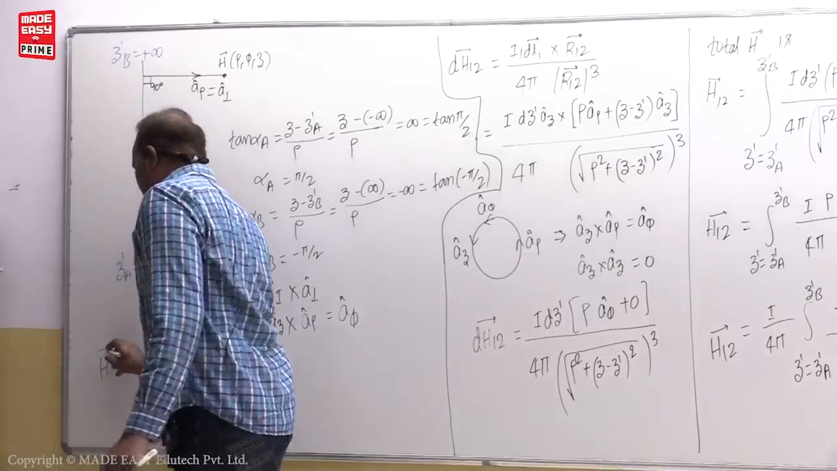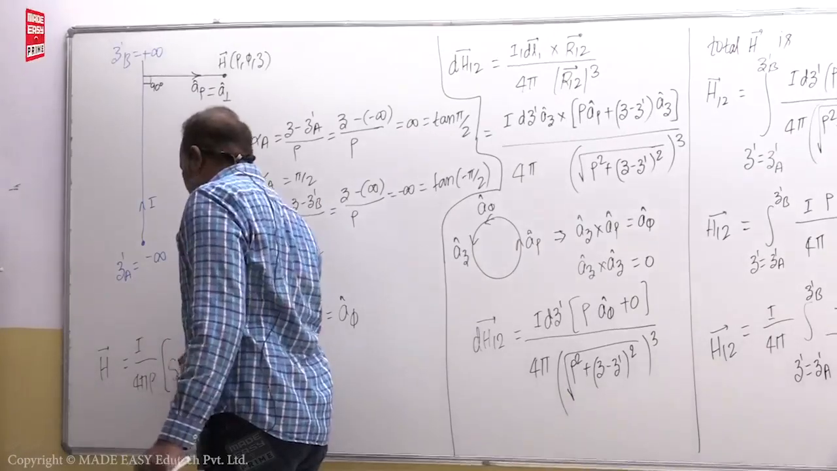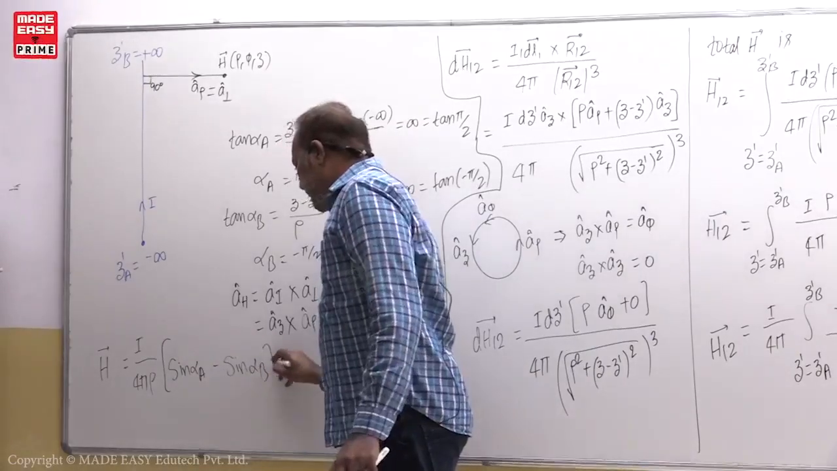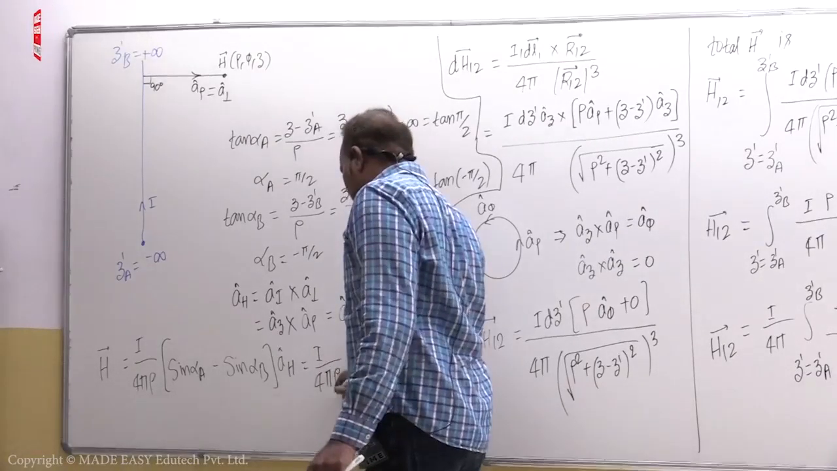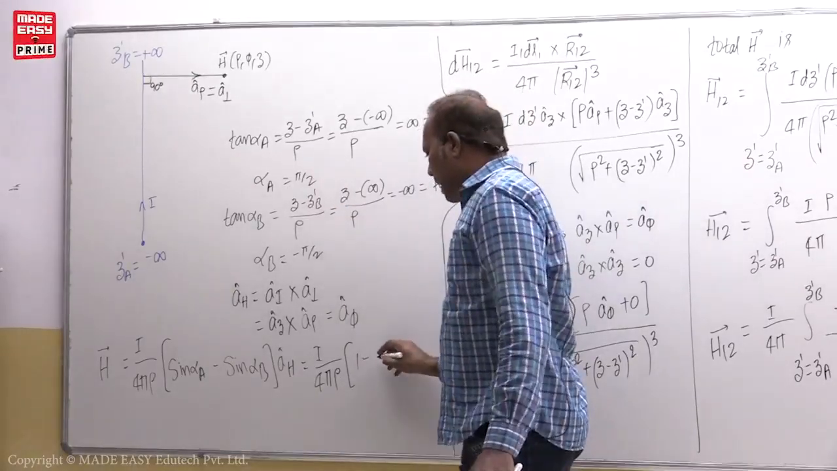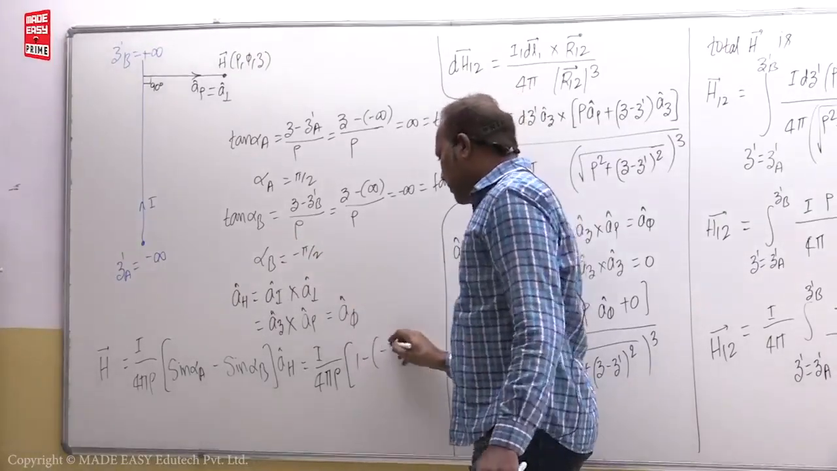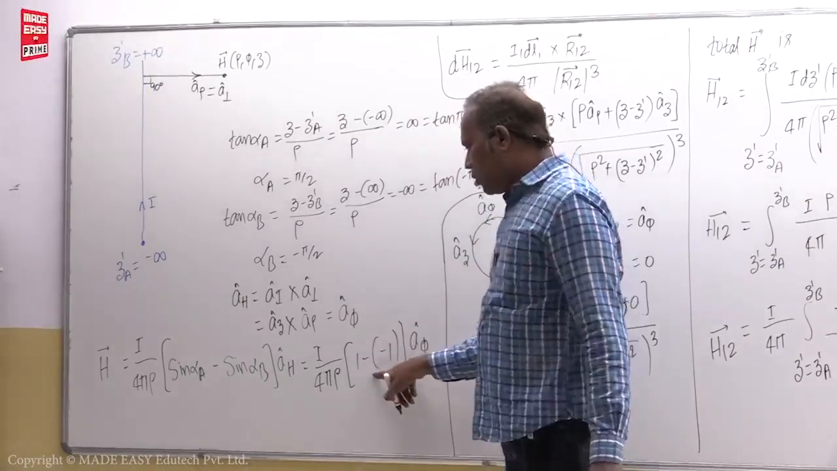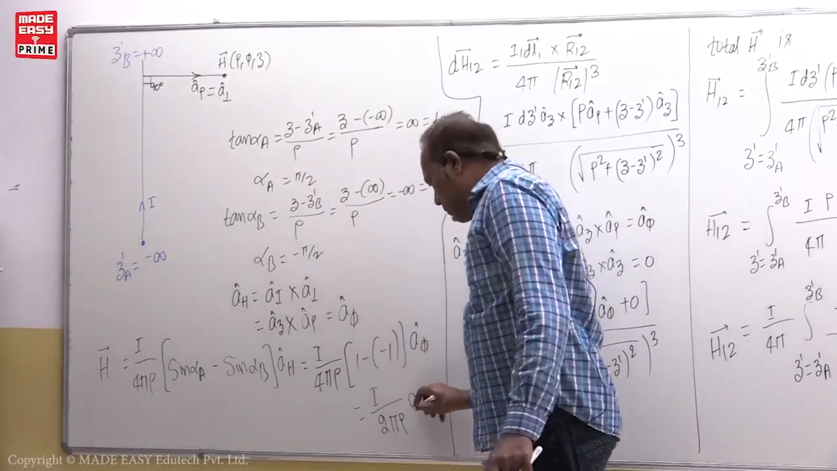The formula is H bar is equal to I divided by 4 pi rho, sine alpha A minus sine alpha B, into AH cap. That is equal to I by 4 pi rho, sine alpha A is pi by 2, so sine pi by 2 is 1, minus sine alpha B, so alpha B is minus pi by 2, so sine of minus pi by 2 is minus 1, into A pi cap, since AH cap is A pi cap. So the 2 cancels, and you get I divided by 2 pi rho A pi cap.